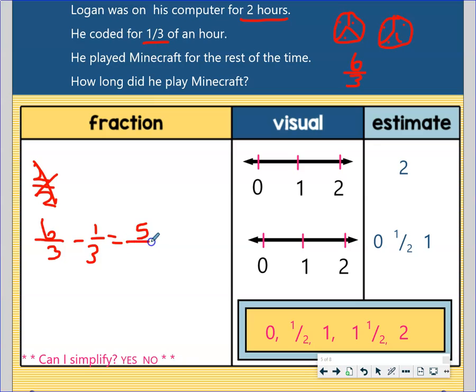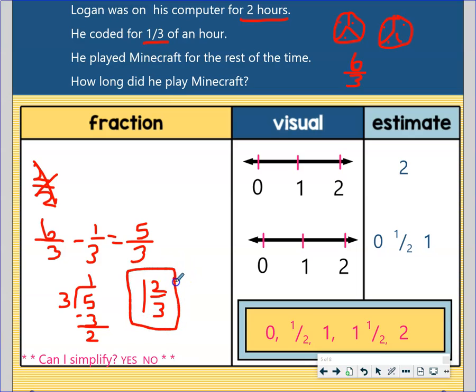and we're left with 5 thirds. Now if I look at this, remember, I want my answer to be either a proper fraction or a mixed number. Since this fraction is improper, the numerator is greater than the denominator, I need to make this answer into a mixed number. So 5 thirds, I think about how many 3's can go into 5, that goes in there once. 5 minus 3, we're left with 2. Remember, my quotient is my whole number, my remainder is my numerator, and my denominator stays the same. So 1 and 2/3 hours is how long he played Minecraft.